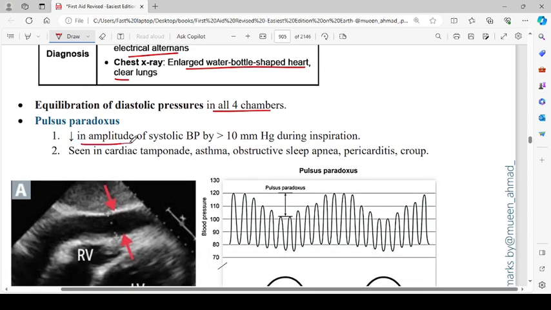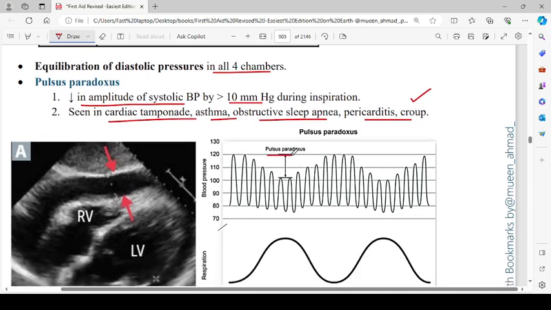Pulsus paradoxus is a decrease in amplitude of systolic blood pressure by more than 10 millimeters of mercury during inspiration. It is seen in cardiac tamponade, asthma, obstructive sleep apnea, pericarditis, and also croup. So there are multiple conditions which can show pulsus paradoxus. Cardiac tamponade is one of them. So this is pulsus paradoxus.